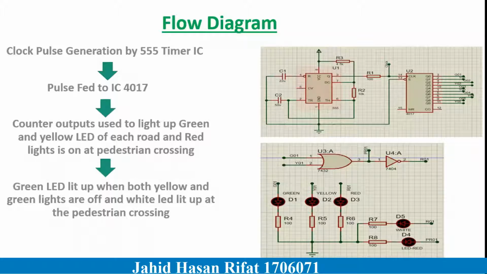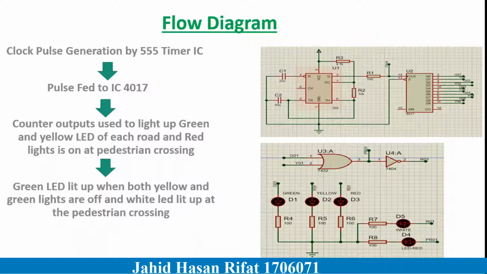This is the flow diagram of our project. At first, clock pulse has been generated by a 555 timer IC. Pulse width can be controlled through a potentiometer. The output pulse is then fed to a decade counter. It counts 10 decimal points from 0 to 9. The 10 output pins are directly connected to the green and yellow LEDs of each road.